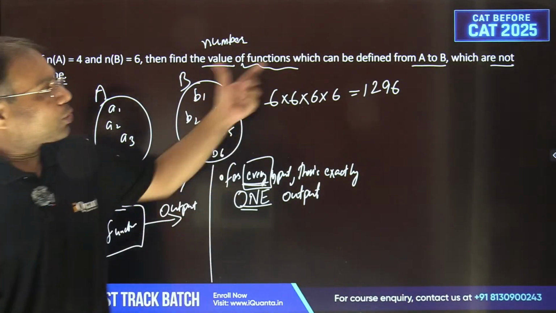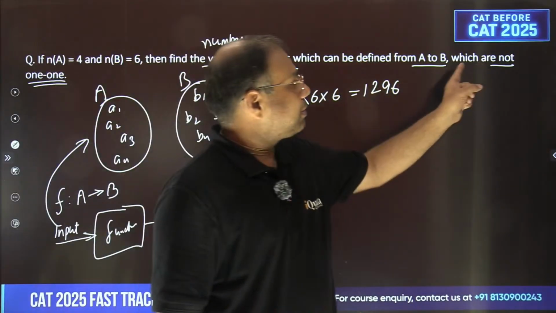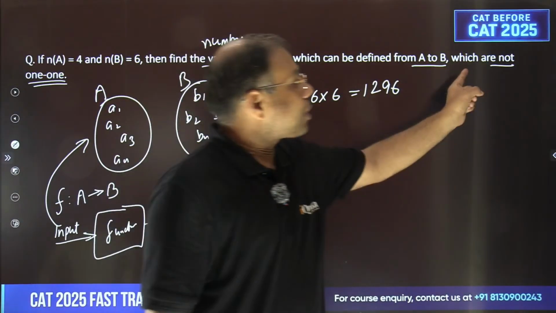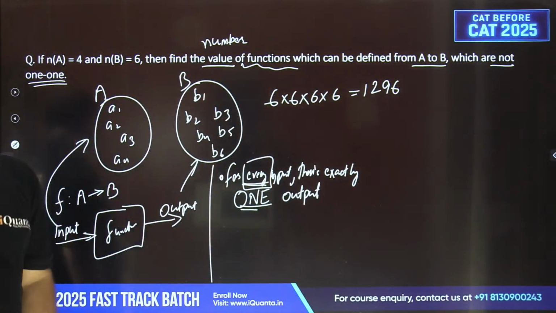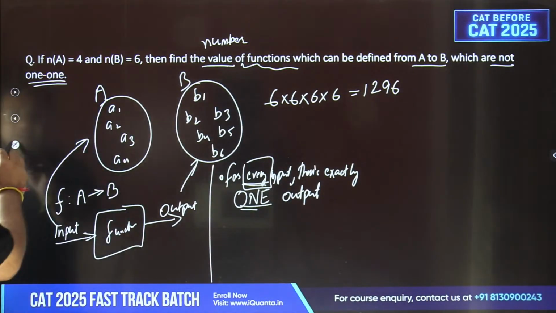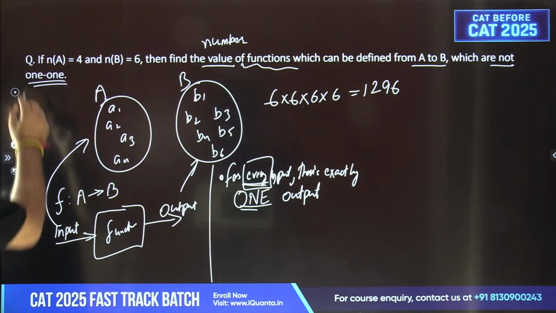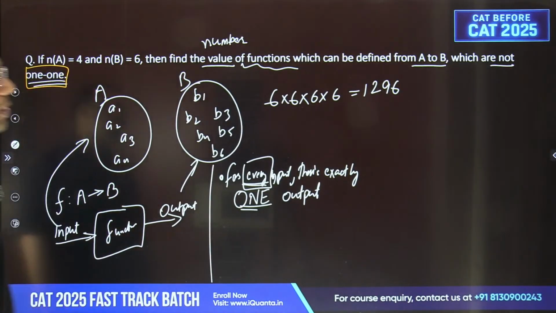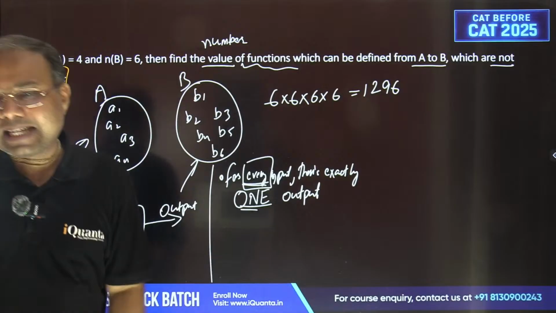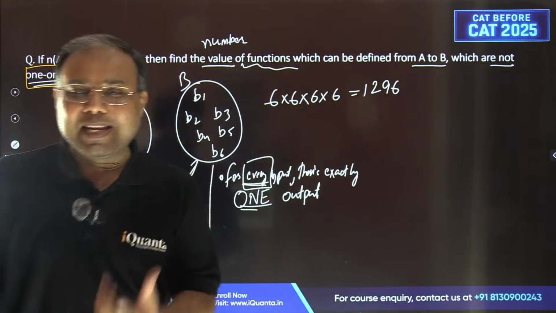Okay, now in this question there is one extra condition, that we are looking for the functions which are not 1-1. Now what does this mean? Now this is another thing. Listen carefully now. So 1-1 functions, how many will be formed, that we need to subtract. Now what is the meaning of this 1-1 function?